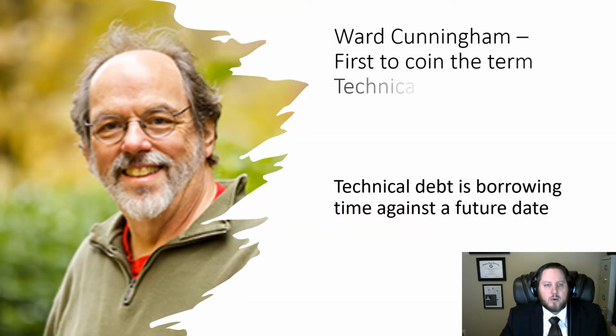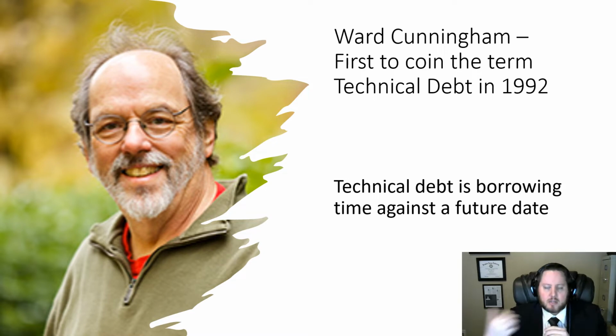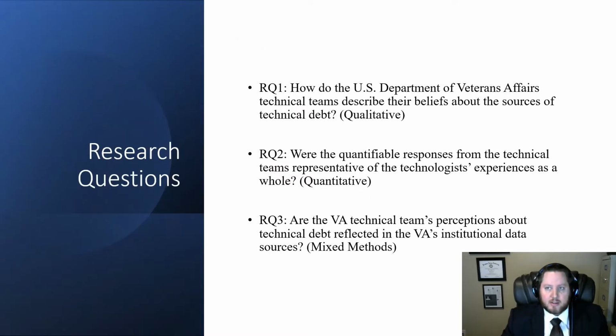This term was first coined by Ward Cunningham, one of the signers of the Agile Manifesto, and he talked about technical debt as the construct of borrowing against a future date. So choosing not to fix a defect today means you're going to pay interest in terms of support tickets, or choosing not to go and replace a failing server today means you're going to pay for it in labor hours and failing services in the future. This has been expanded over the last 30 years to encompass a number of areas. And I decided to explore some of those areas at the Department of Veteran Affairs.